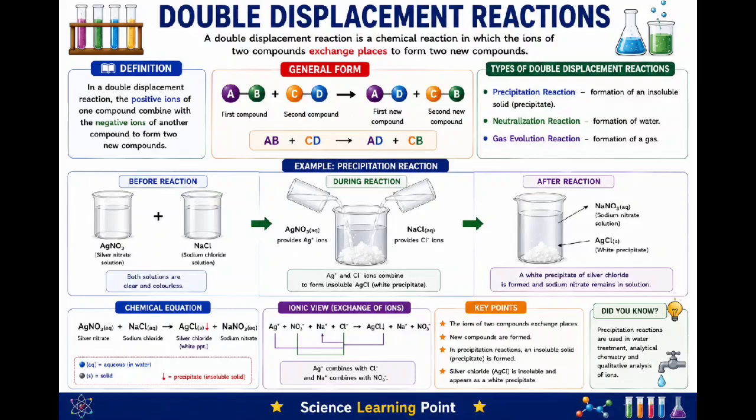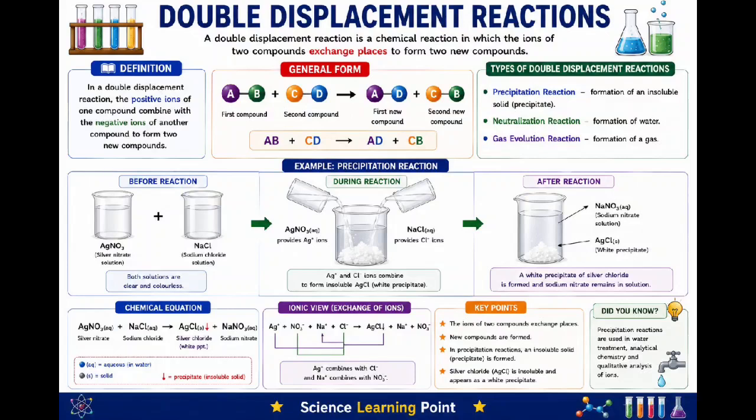AgNO3 plus NaCl to AgCl plus NaNO3. Take silver nitrate solution. Now add sodium chloride solution. Immediately a white solid appears. This white solid is called silver chloride. The down arrow indicates that silver chloride is an insoluble precipitate. This type of reaction is called a precipitation reaction.